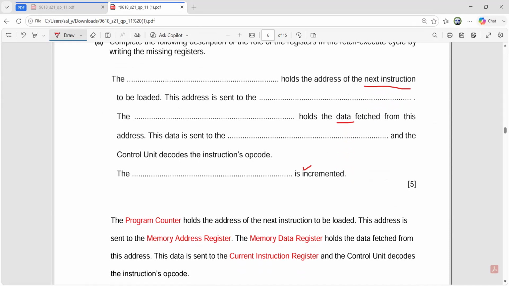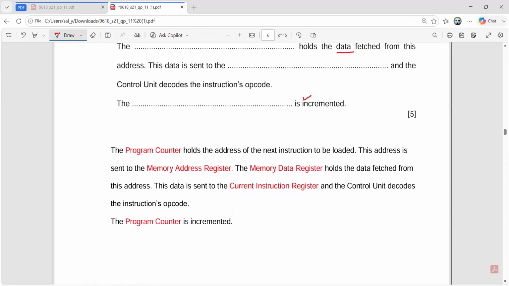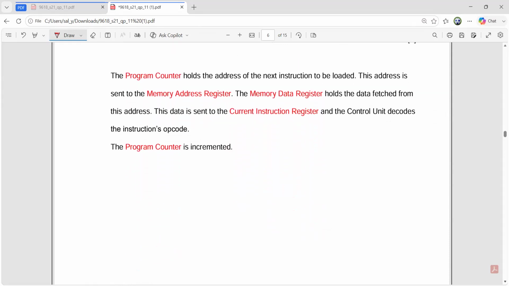The program counter holds the address of the next instruction to be loaded. This address is sent to the MAR, or memory address register. The memory data register holds the data. Again, this is the clear hint: data is present in the MDR, or memory data register. So that is what is going to come as the third blank, which holds the data fetched from this address. The data is sent to the CIR, or current instruction register, and the control unit decodes the instruction's opcode. Then the program counter, or PC, is incremented. In this manner, 5 marks are going to be yours.